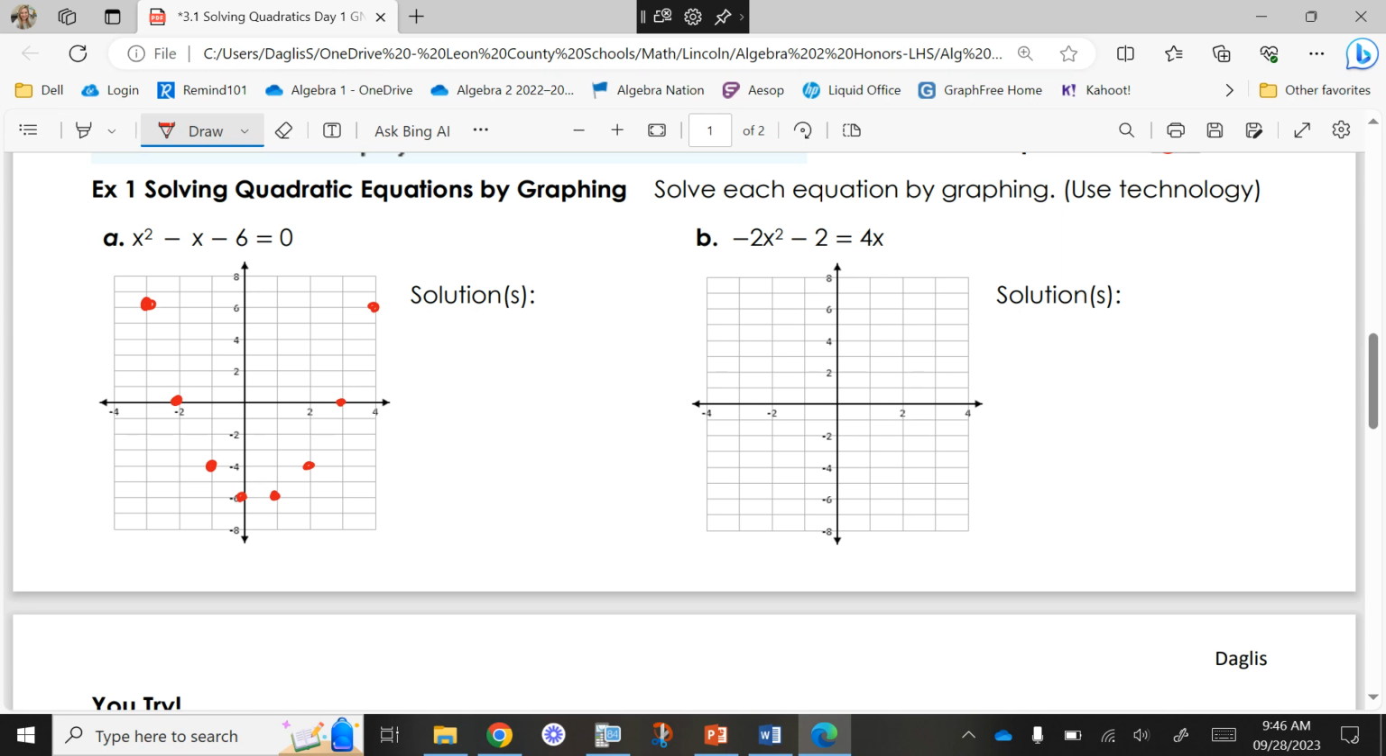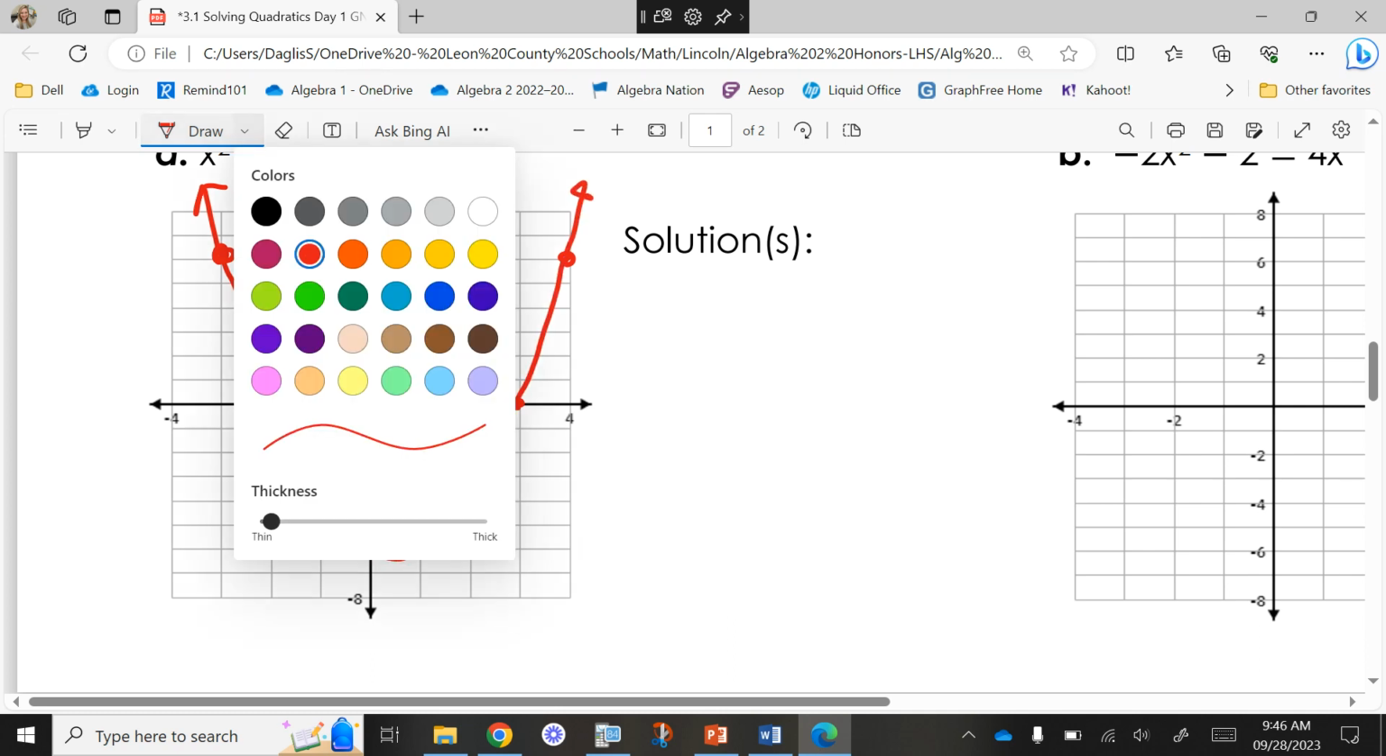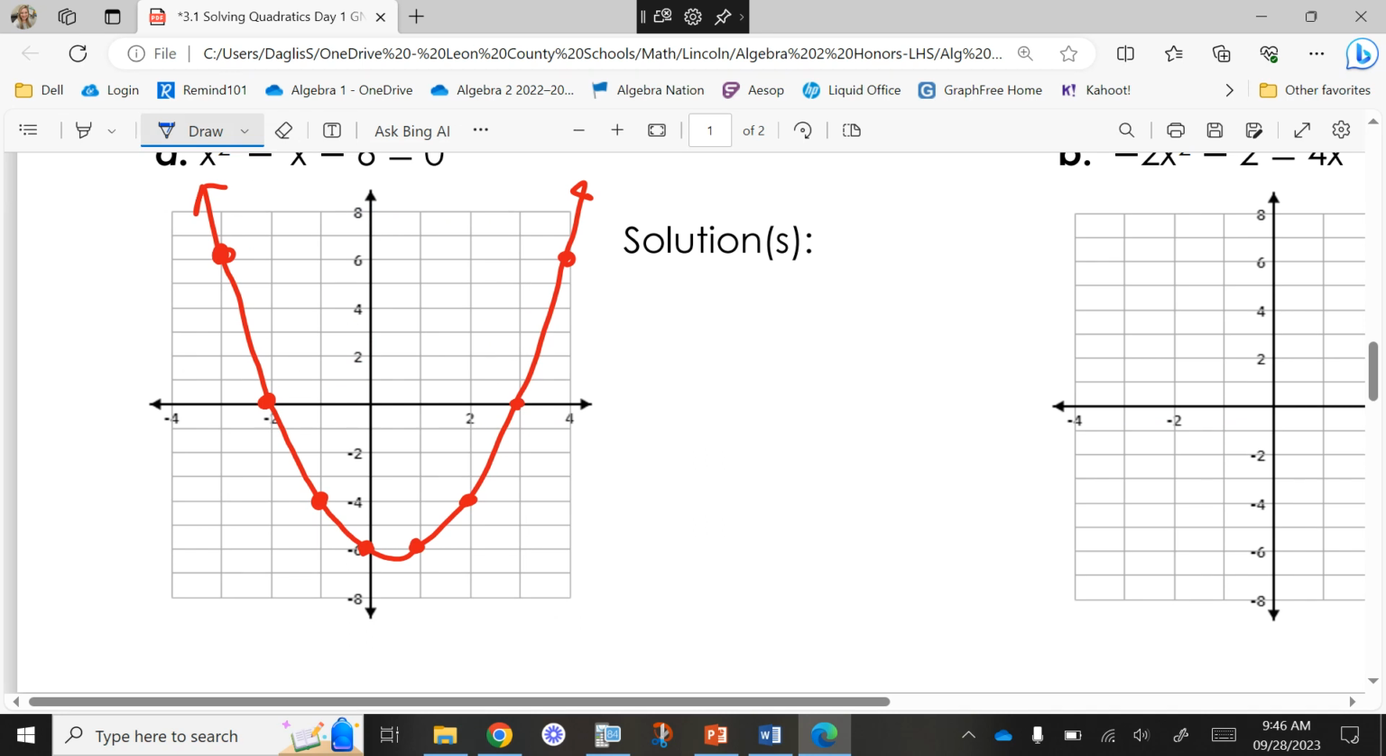Are any of these my vertex? No, they are not. It does a little dip in between these two, and then it comes back up. But do I care about the vertex today? No. Aren't you happy? Not for a while. Your graphing days are put on hold. So what are my solutions? x equals -2 and x equals 3.